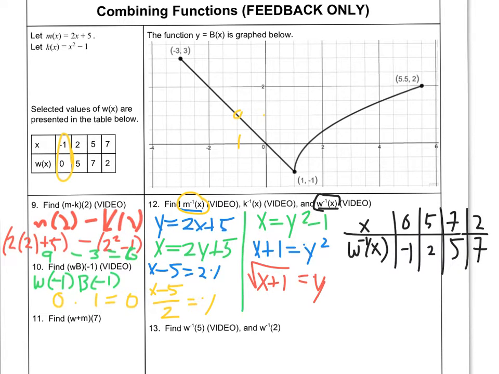For the next one, w inverse of 5, what that's really asking for is to look for the height of 5 and tell me the input. And that's going to be 2. I could also use the table I just made, and 5 has an output of 2 in my inverse table.